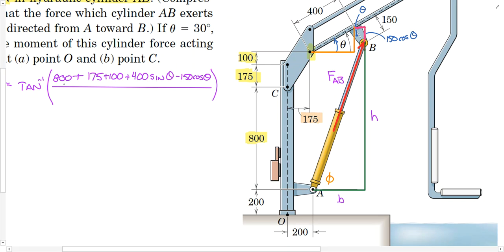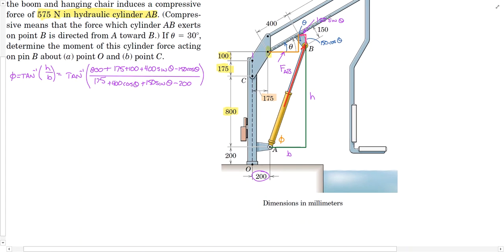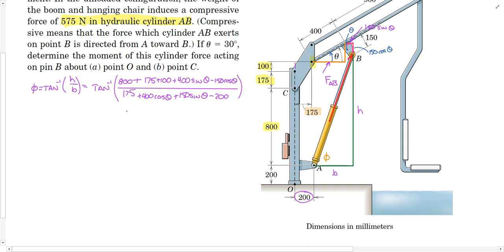We're going to go out 175. Then we're going to go the horizontal side of our orange triangle, which is 400 times the cosine of theta. Then we have to go out the horizontal side of our pink triangle, which is 150 times the sine of theta. And then we have to remember that point B is 200 millimeters to the right of that vertical line we started on. So we subtract 200. And that will allow us to compute the angle phi. And if you do the calculation, you will find that phi is 70.9 degrees. And that really is the hardest part of this problem.